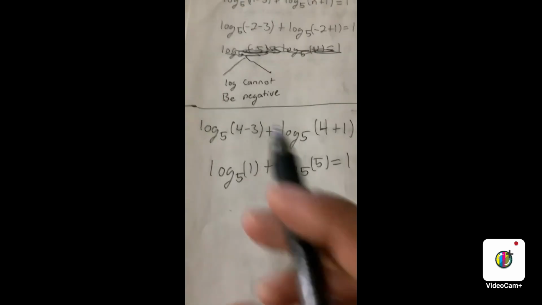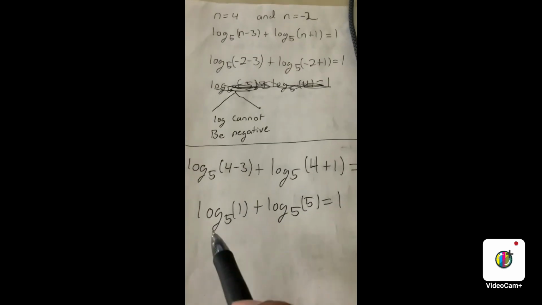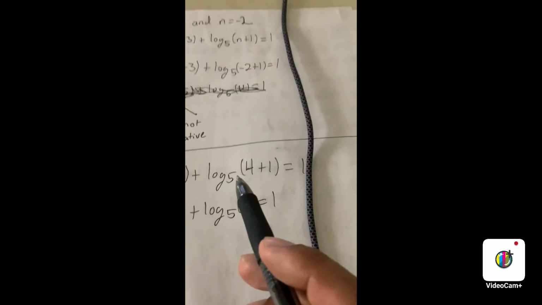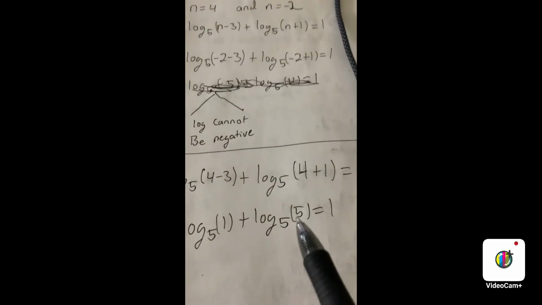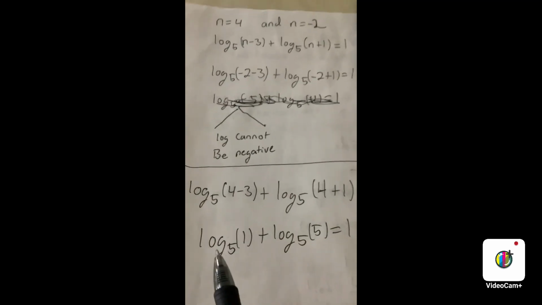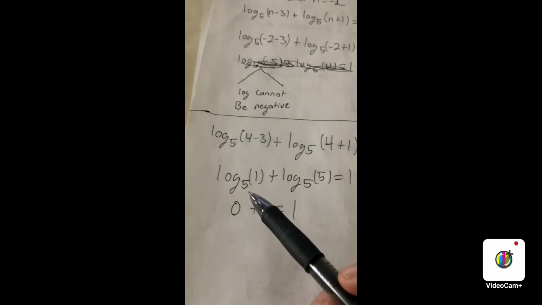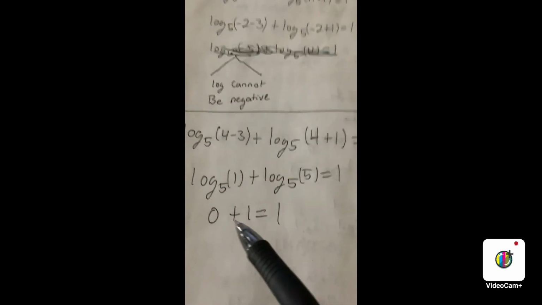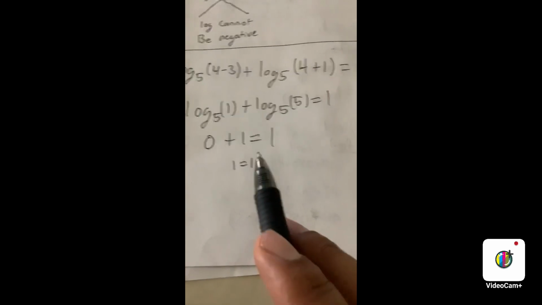So now we take n equals 4. We set it to 4 minus 3, we get log base 5 of 1, plus log base 5 of (4 plus 1), which equals log base 5 of 5. So we have log base 5 of 1 plus log base 5 of 5. When we do log base 5 of 1, we get 0. And when we do log base 5 of 5, we get 1. So that leaves us with 0 plus 1, and that translates to 1.